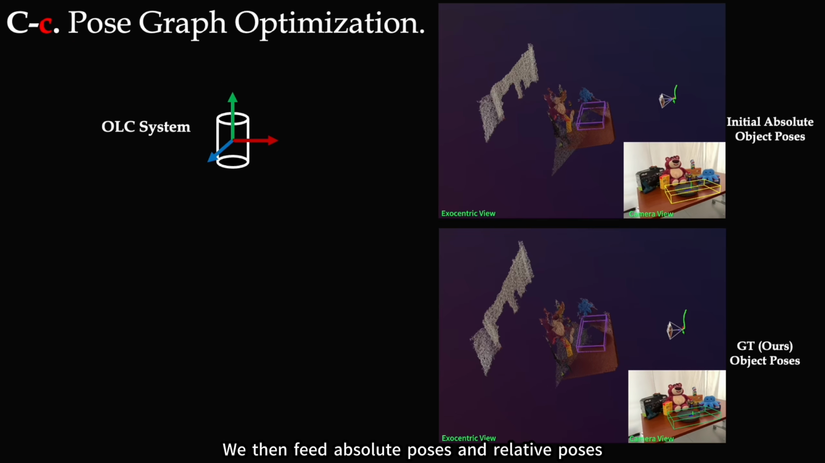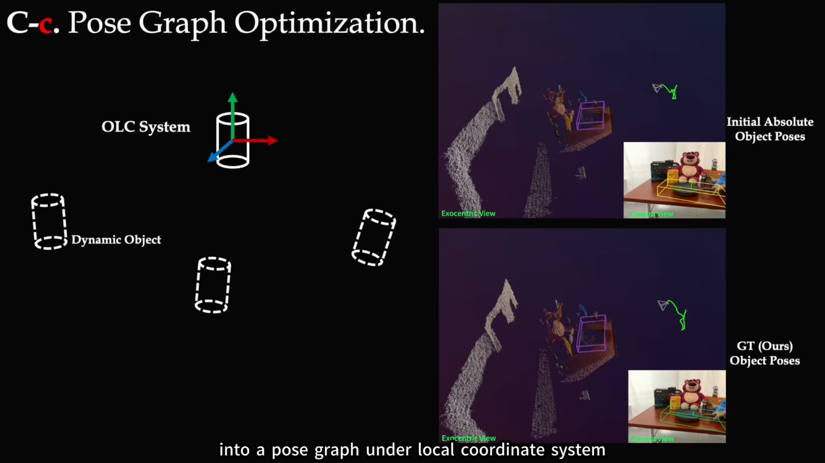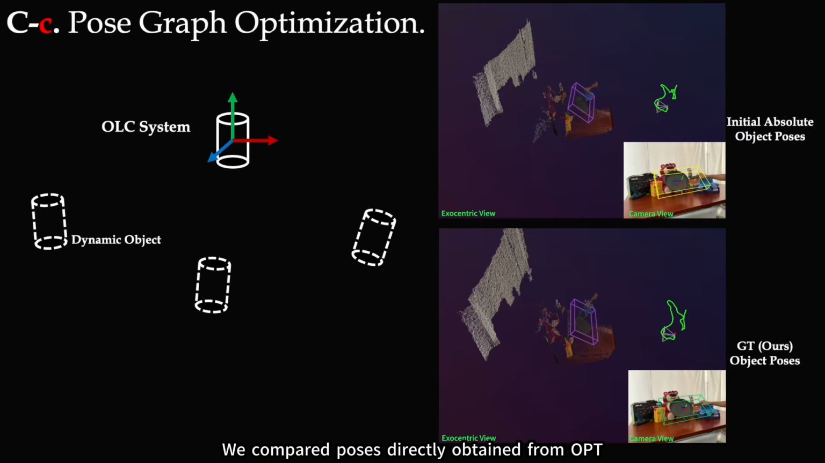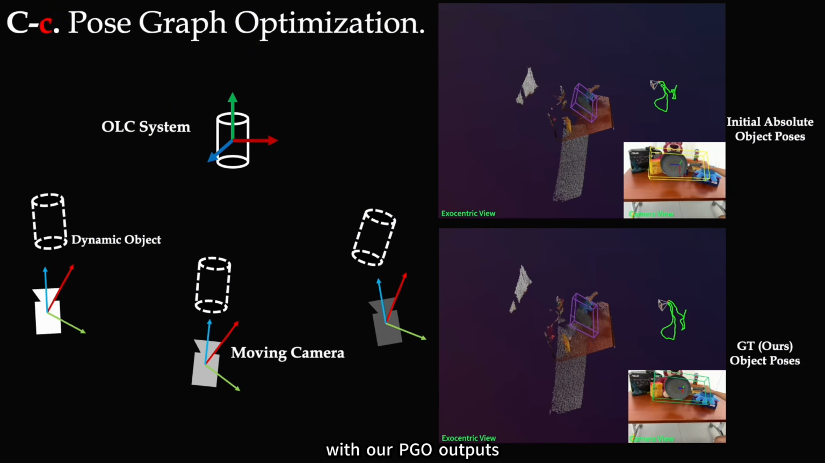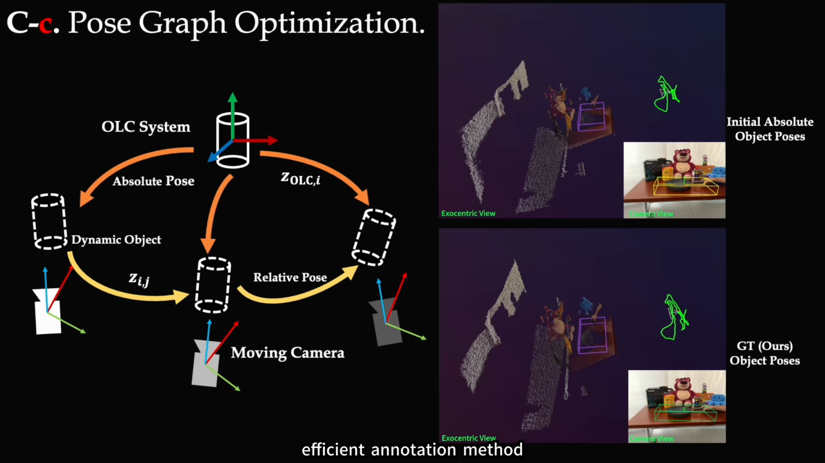We then feed absolute poses and relative poses into a pose graph under a local coordinate system, producing accurate poses. We compared poses directly obtained from OPT with our PGO outputs, clearly highlighting improvements from our efficient annotation method.